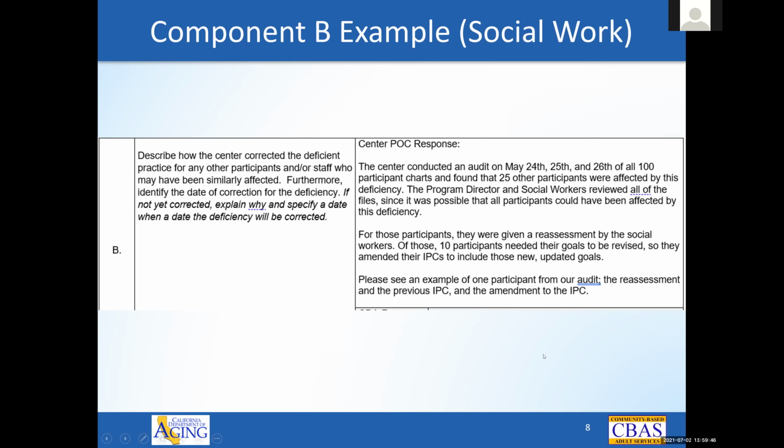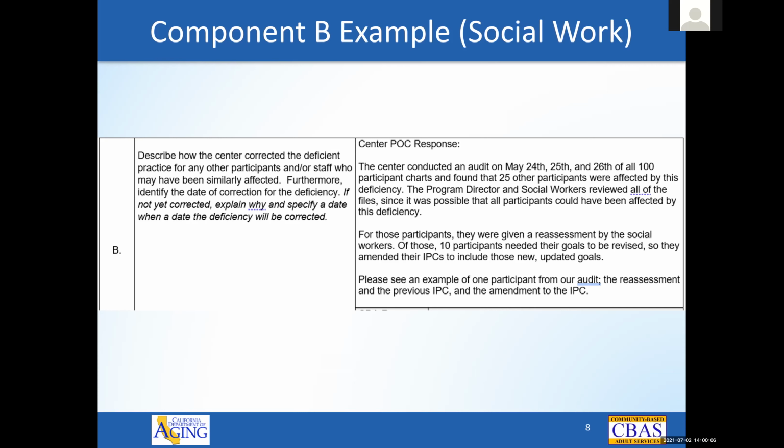So here you can see that the center outlined the dates that they conducted the audit, and they did spread it out over a couple of days. Keep in mind, it doesn't need to be all done in one day. They audited all of their charts because this could have been like a center-wide deficiency.